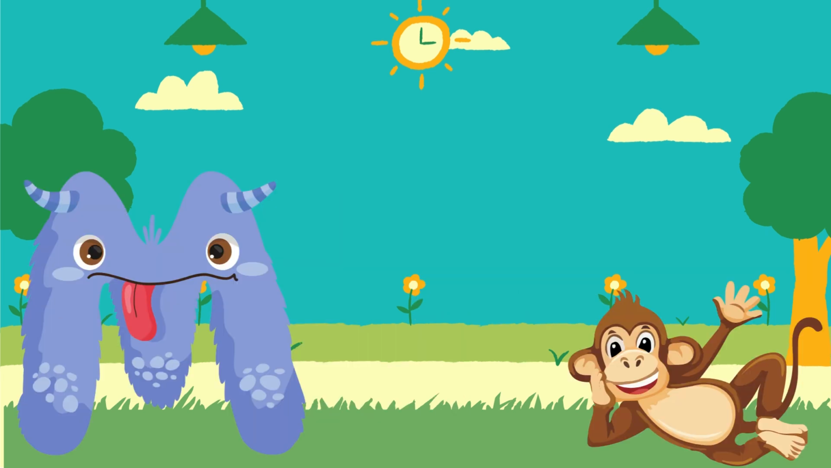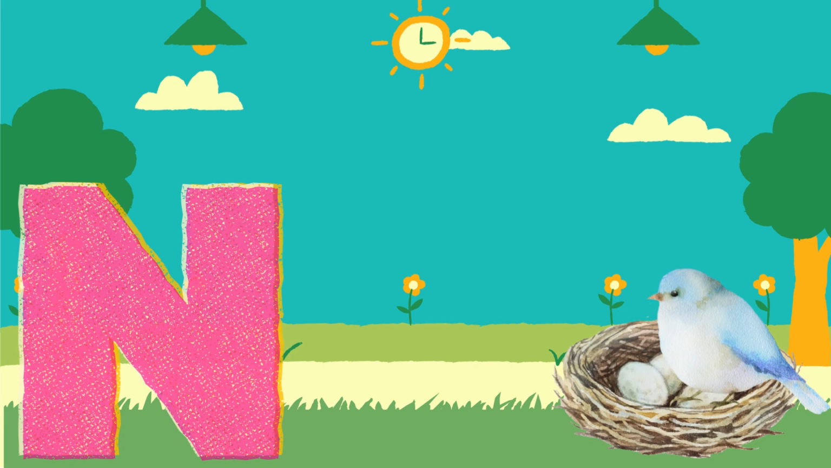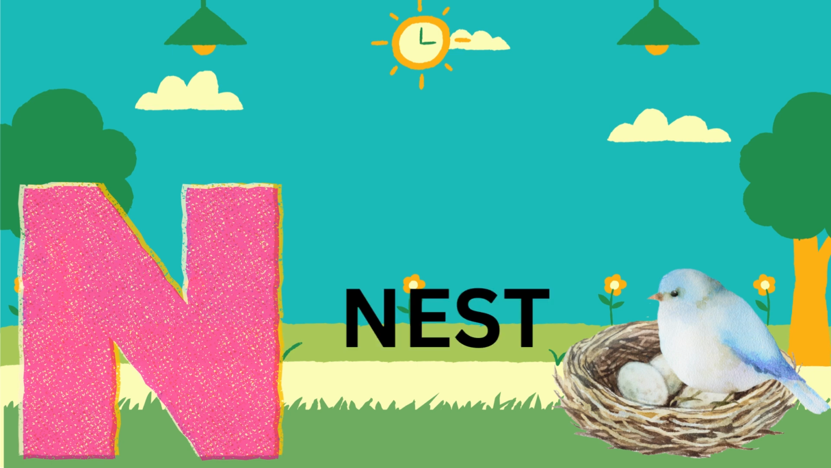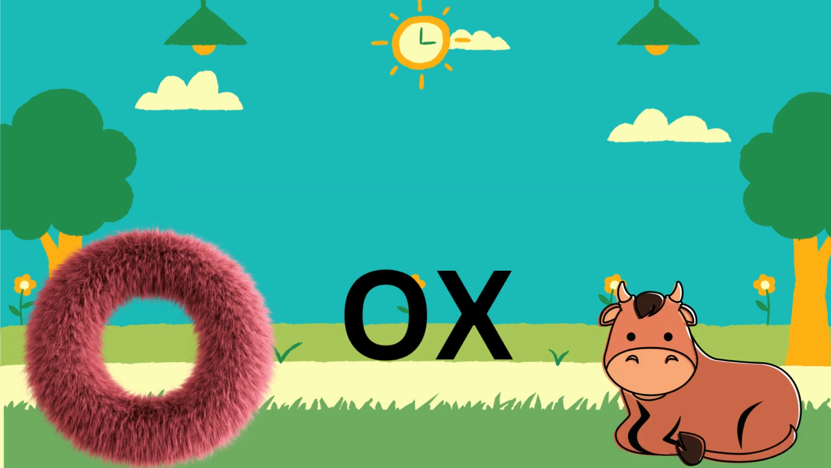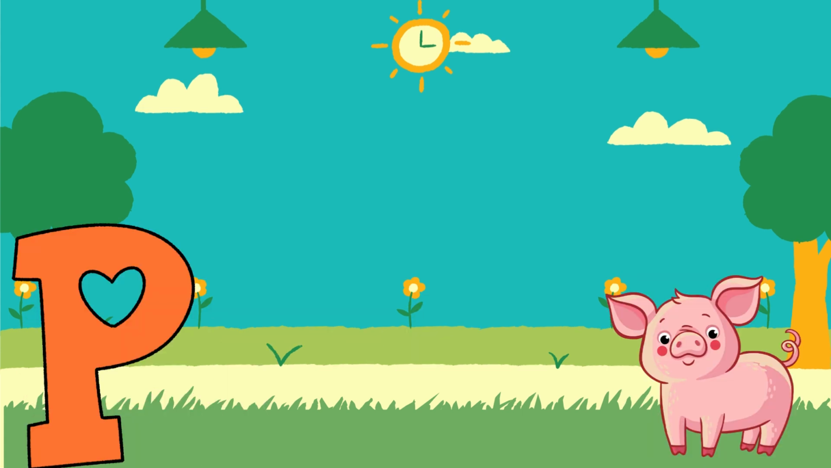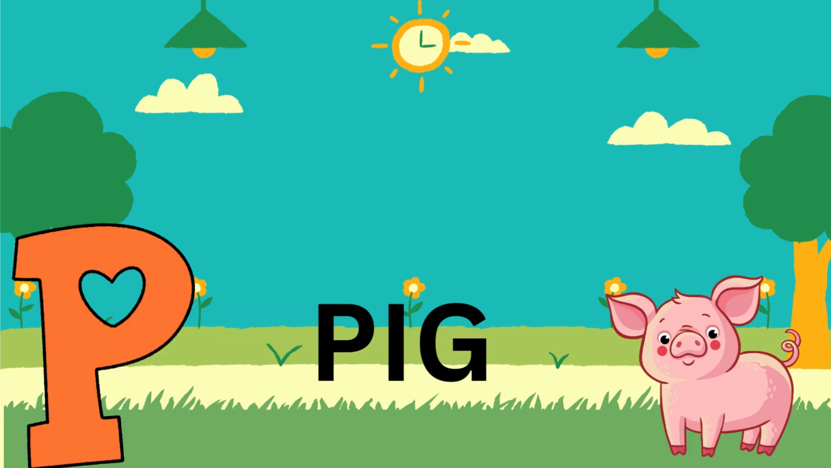Lion. M for M, O, N, K, E, Y, Monkey. N for N, E, S, T, Nest. O for O, X, Ox. P for P, I, G, Pig.